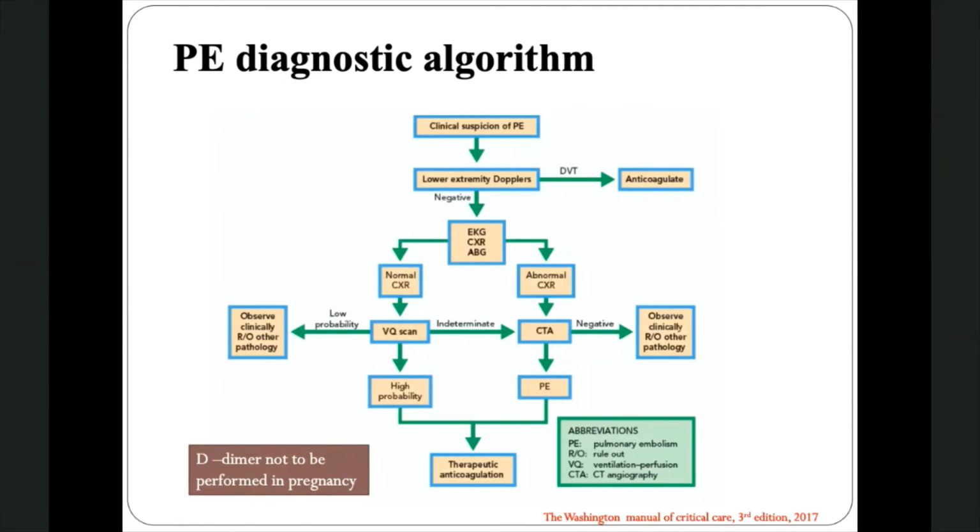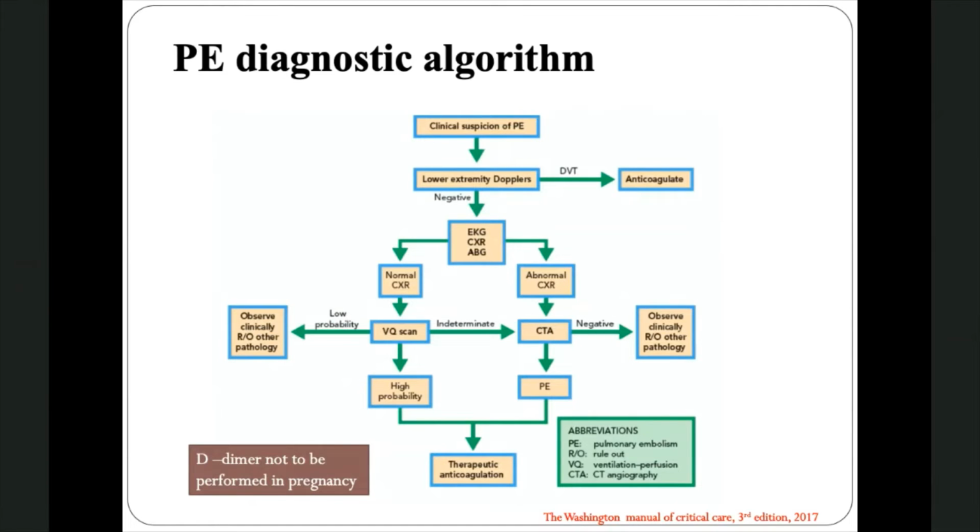So how do you diagnose pulmonary embolism, or how do you confirm? First, on the basis of signs and symptoms, you identify the risk, and on the basis of this risk, you try to confirm whether it is pulmonary embolism or not. For that, first of all, do bilateral lower limb Doppler. This color Doppler will tell you whether there is deep vein thrombosis or not. If deep vein thrombosis is there, you need to immediately start an anticoagulant, and this anticoagulant would be at therapeutic level, not prophylactic level.